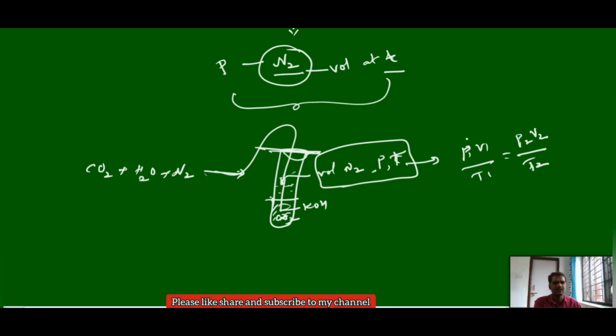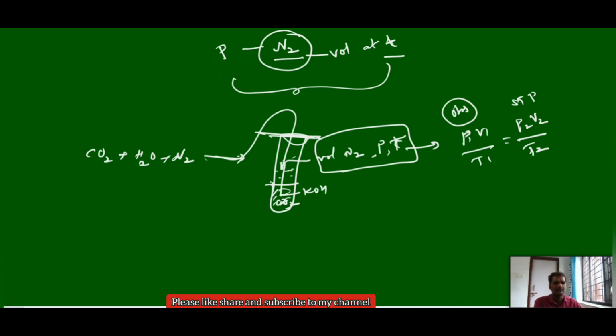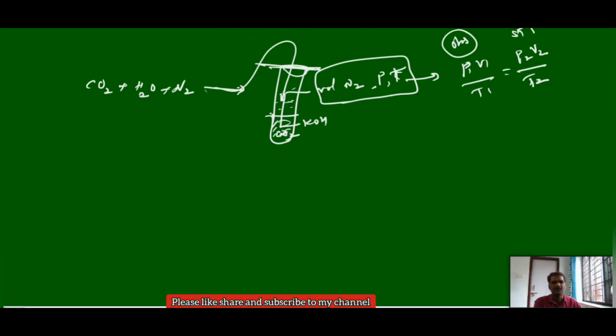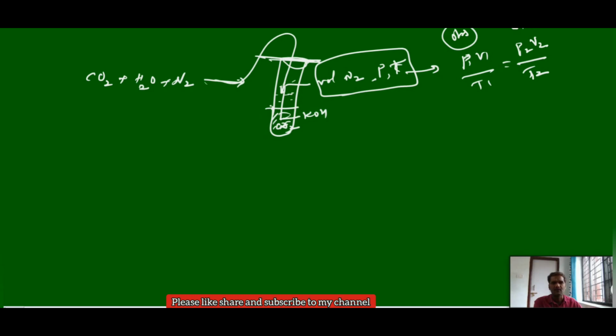Let us assume these are the experimental values we found, and these are the STP conditions. These are the observed, and these are the STP. Now we can convert the volume of nitrogen into STP condition. Once you know the volume of nitrogen at STP, we can identify the number of moles. From the number of moles we can identify the weight. That is the weight of nitrogen which is coming from the given organic compound.